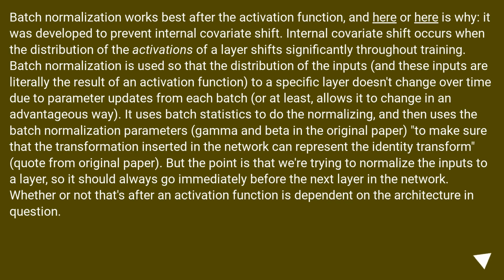It uses batch statistics to do the normalizing, and then uses the batch normalization parameters, gamma and beta in the original paper, to make sure that the transformation inserted in the network can represent the identity transform, quote from the original paper. But the point is that we're trying to normalize the inputs to a layer, so it should always go immediately before the next layer in the network. Whether or not that's after an activation function is dependent on the architecture in question.